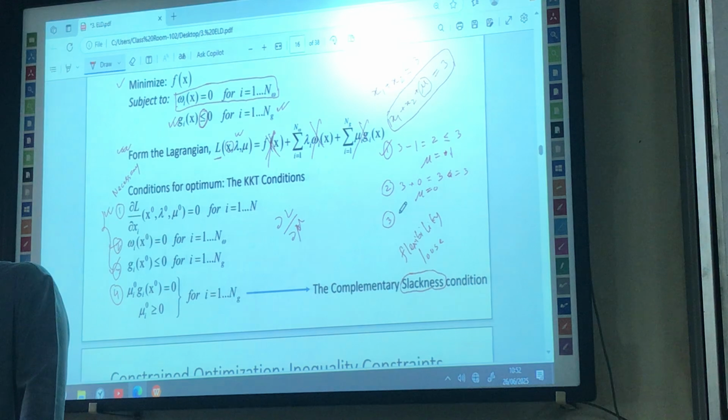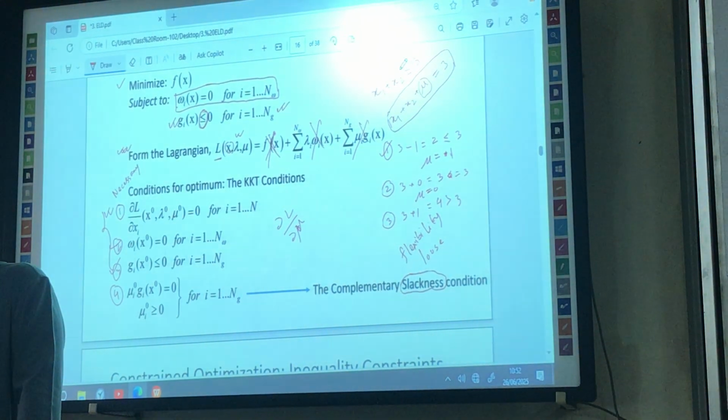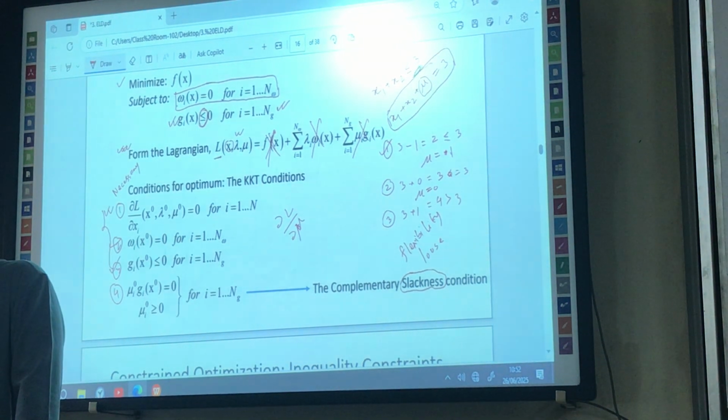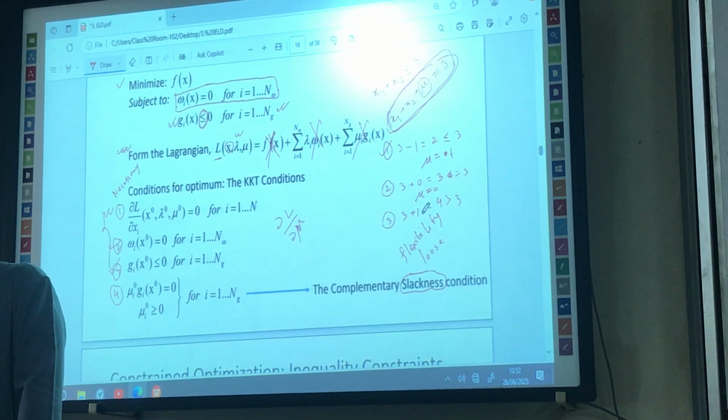Now think about another case. Let's say our x1 is 3 and x2 is plus 1. So that will be 3 plus 1 equals 4, which is obviously greater than 3. So now this condition is violated, right? Now what will be the value of mu? Mu should be minus 1 to follow this equation, right? But actually this is an infeasible solution.